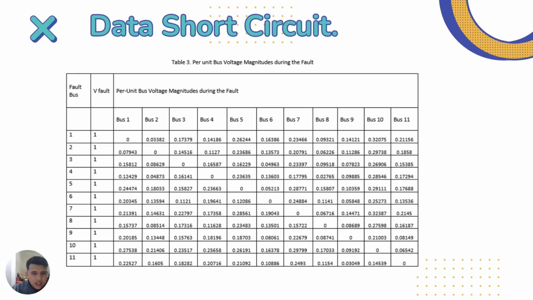Okay, this is the result of our circuit. The table shows the per unit bus voltage magnitude during the fault. As we can see, the voltage at the fault bus drops to zero, represented by the diagonal zero in the table. The other values show how the voltage dips across the rest of the system. Basically, the closer a bus is to the fault, the more its voltage drops. Okay, next slide.